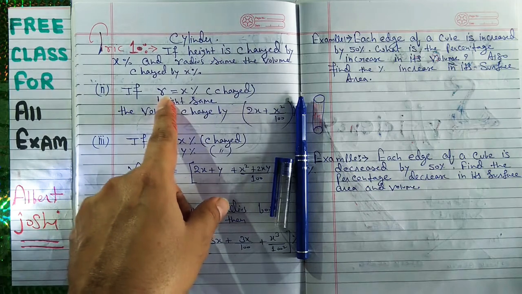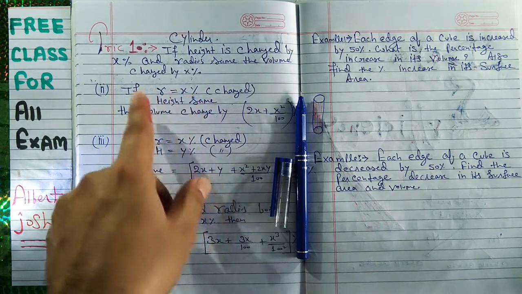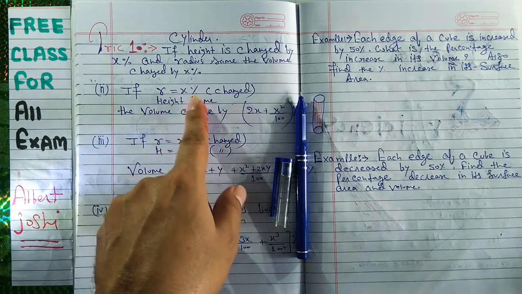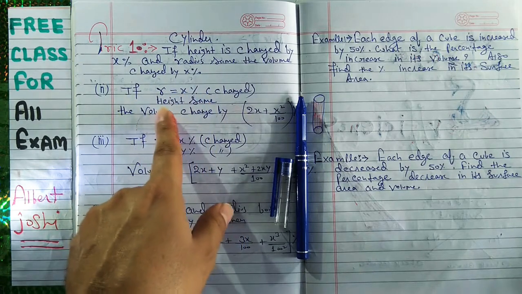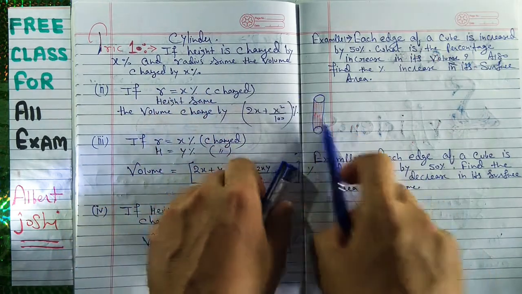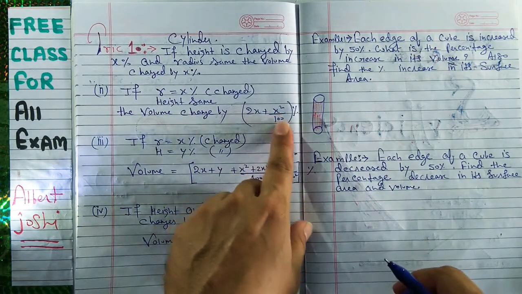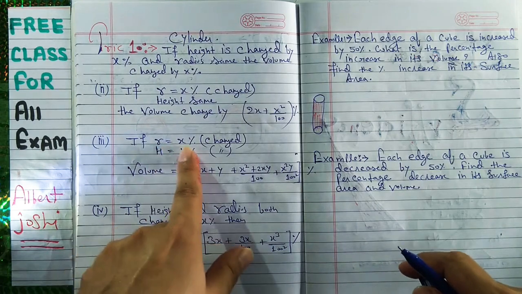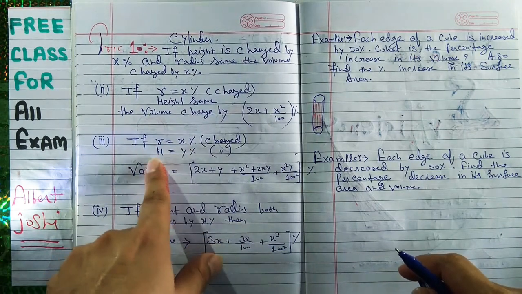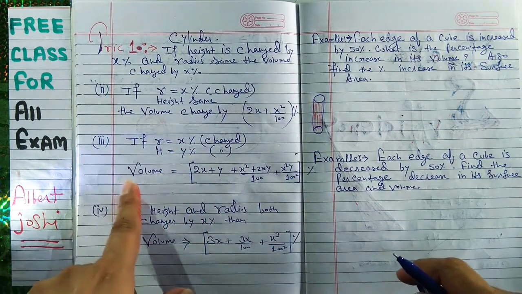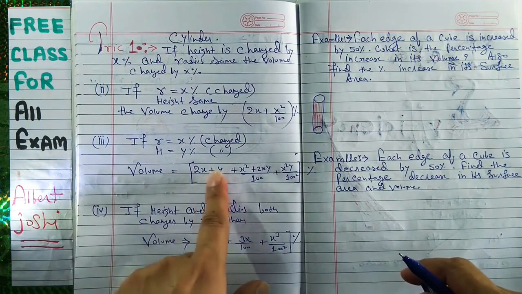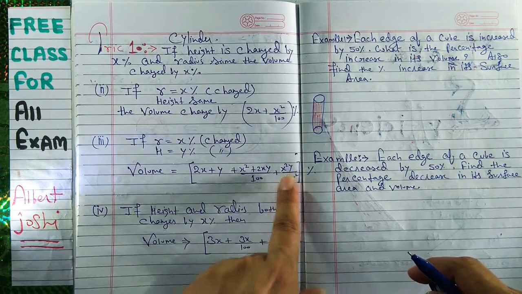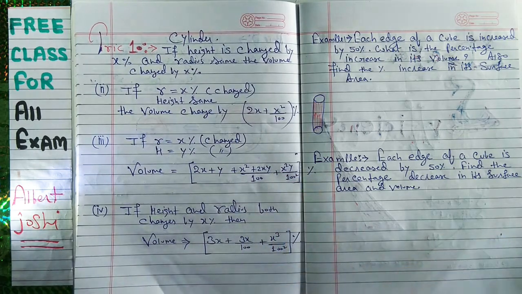Second, if the radius is changed by x% and the height is same. This time we have changed the radius, but the height is same. Then your volume will change by 2x plus x square upon 100 percent. If your radius is changed by x% and the height is changed by y%, in this condition your volume will change by 2x plus y plus x square plus 2xy upon 100 plus x square y upon 100 square.